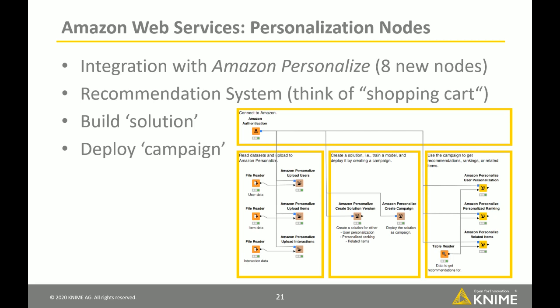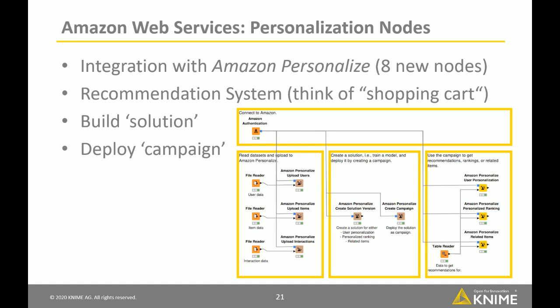They have a system for doing it, and they've made this personalized system available for other folks now to be able to do it for their information. So you can use our nodes to help you do that. You see several of the different nodes here, for example, uploading information about users, uploading information about items and interactions. Once you provide that information to Amazon Personalize, then you can use the Create Solution Version node to come up with different rankings for particular groups of users and items.